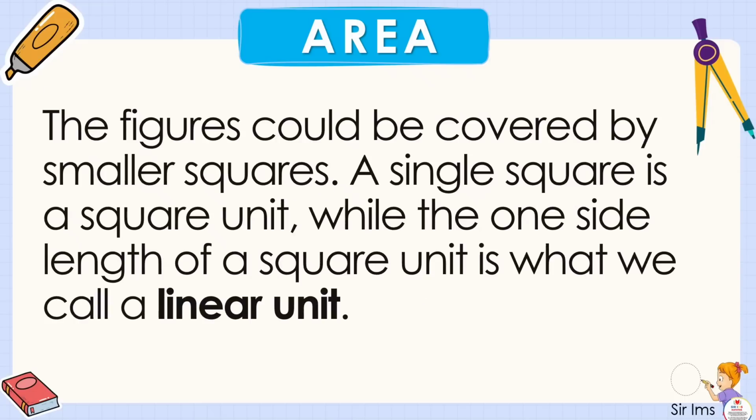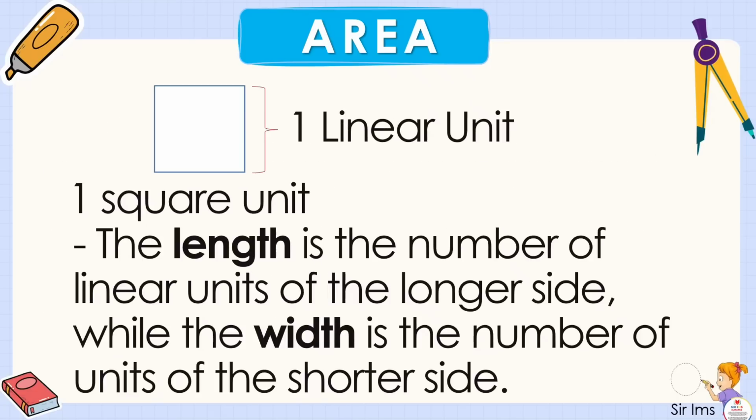The figures could be covered by smaller squares. A single square is a square unit, while one side length of a square unit is what we call a linear unit. As we can see here, we have a model with one linear unit, the side of the square. It's 1 square unit. The length is the number of linear units of the longer side, kung ano yung mas mahaba, while the width is the number of units of the shorter side.